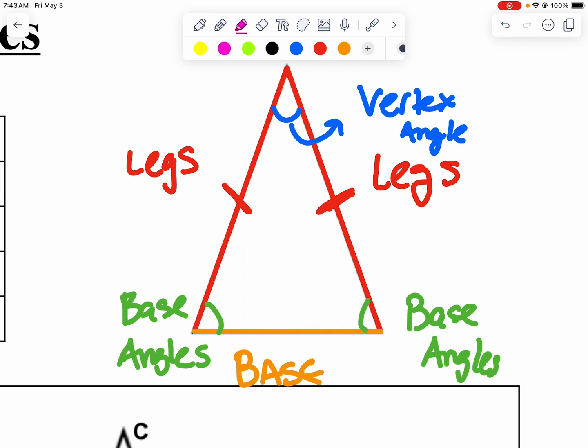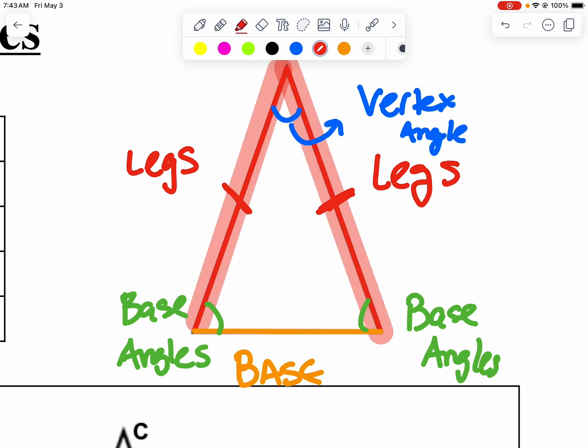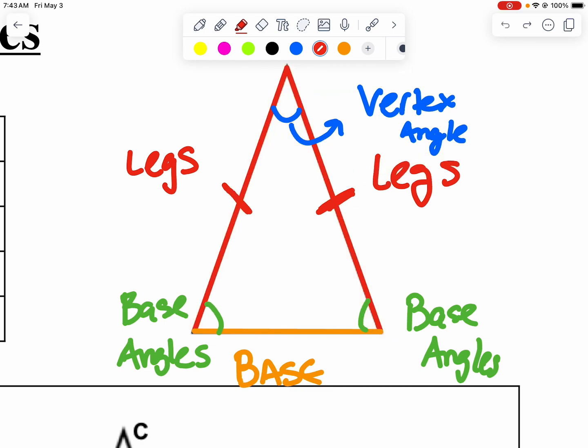These two legs, if I were to draw them out all the way up here and here, meet at a thing called the vertex angle. That vertex angle doesn't really tell me much about the rest of the triangle. It just infers to me that that one is the non-congruent angle. Finally, the other missing side would be my base. Where the legs meet the base, we call those my base angles.